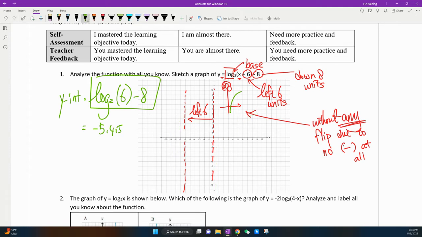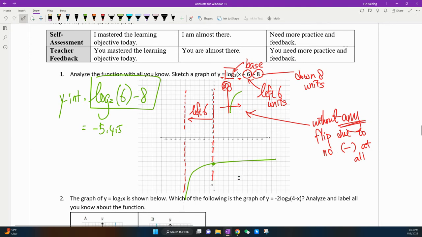That means I shift all of this. That means I'm going to have a negative 5. Let me find out. Oh, 5.45. So it's going to be somewhere here. I know that my asymptote is going to be here. So it's going to be something like this, just like that. So let's take a look at question number 2.